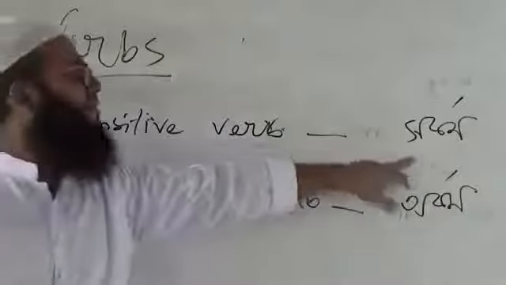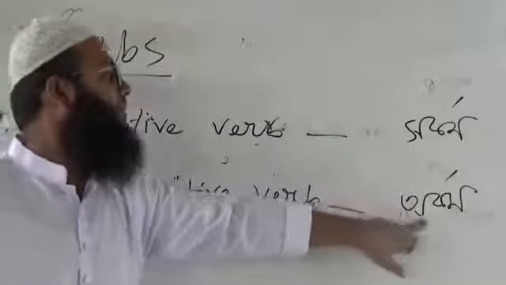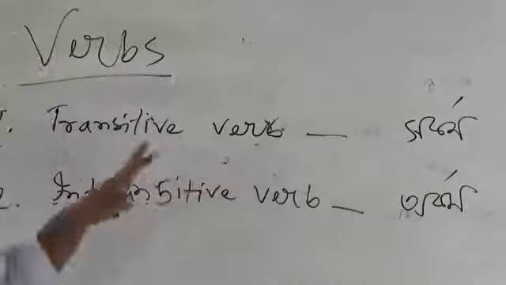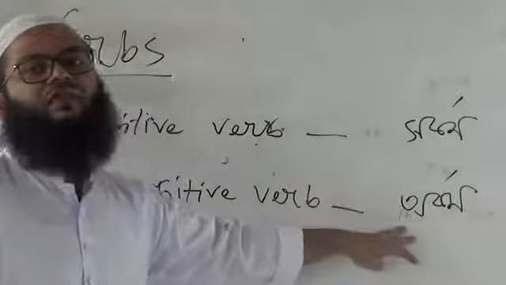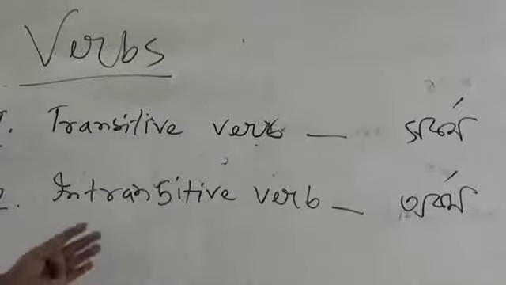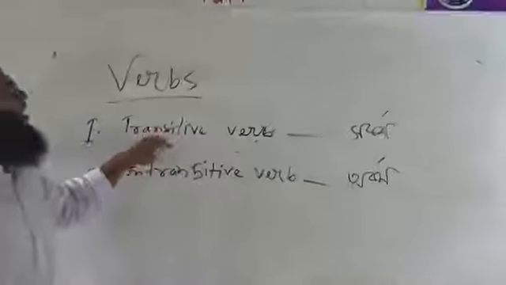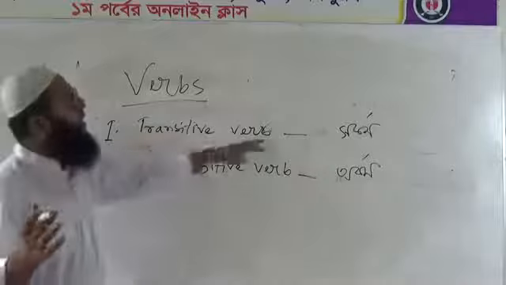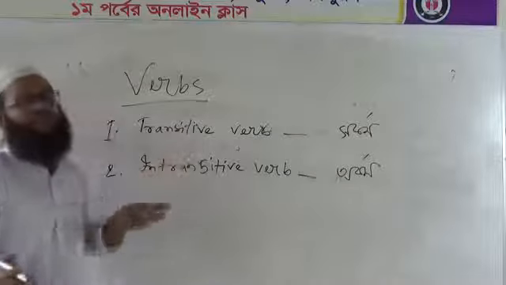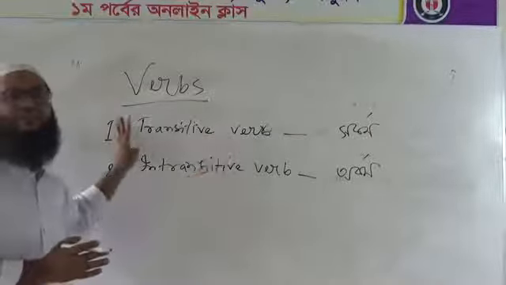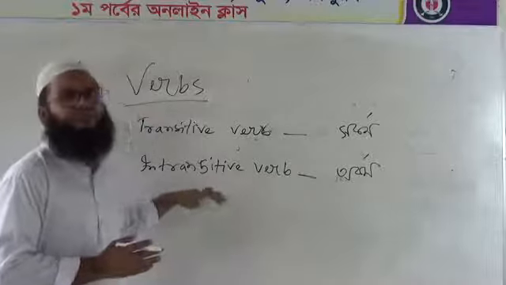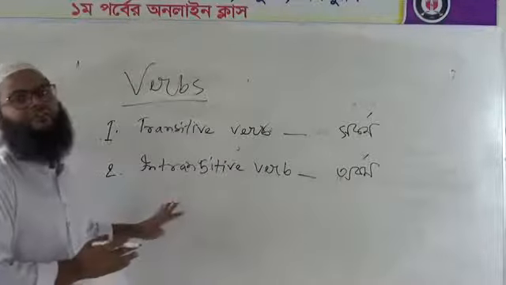Seeing the prefix sha-karma, seeing the prefix a-karma, we easily understand that sha-karma means there will be an object. A-karma, there will be no object. So let's come to the point that we have already known and understood that transitive verbs must have an object or karma. If I find any verb that has an object, that will be a transitive verb. On the other hand, intransitive verbs are the verbs that have no object.